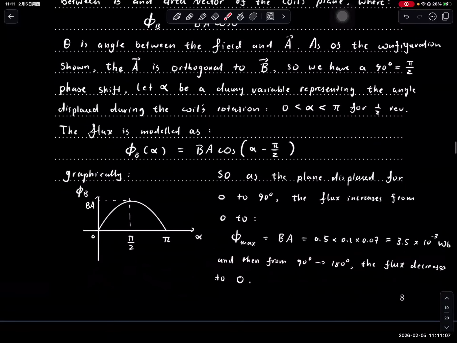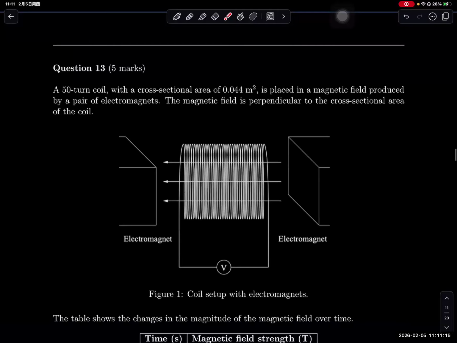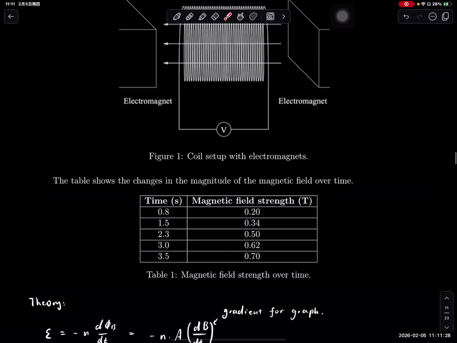So if there's any questions on this, come and see me, and maybe explain it qualitatively. Question 13. A 30-turn coil with a cross-sectional area of 0.044 meters squared is placed in a magnetic field produced by a pair of electromagnets. The magnetic field is perpendicular to the cross-sectional area of the coil.